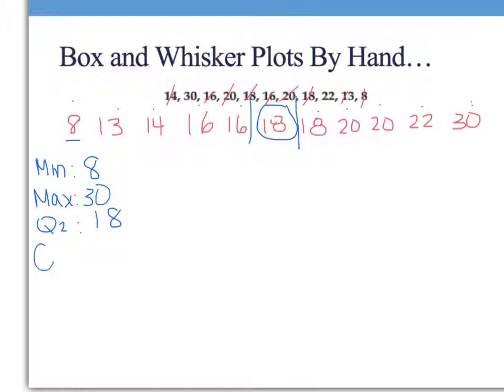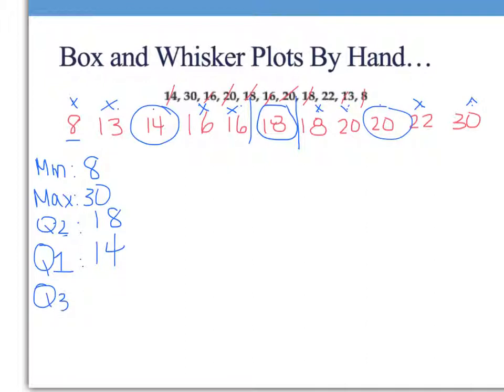So now we want to find the first quartile, which is the median of the first half. So we want to count to the median. So our median or quartile 1 is 14. And the same thing here, 18, 30, and we have 20 as our third quartile.